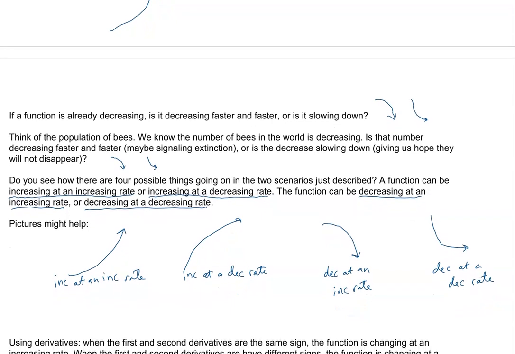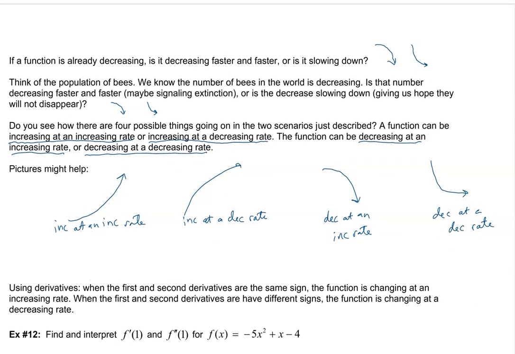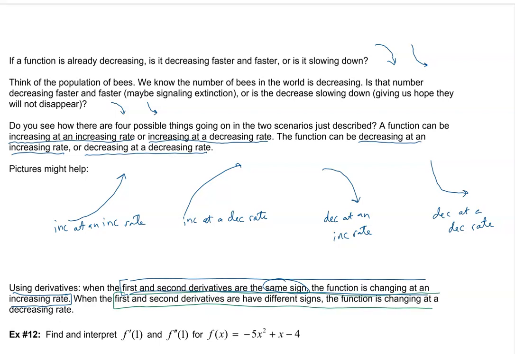So using the derivatives, how do the derivatives help us with these pictures? When the first and second derivatives are the same sign, the function is changing at an increasing rate. So that's a key thought right there, when the first and second derivatives are the same sign. And then when the first and second derivatives have opposite signs, different signs, then the function is changing, increasing or decreasing, at a decreasing rate. So that's the key.